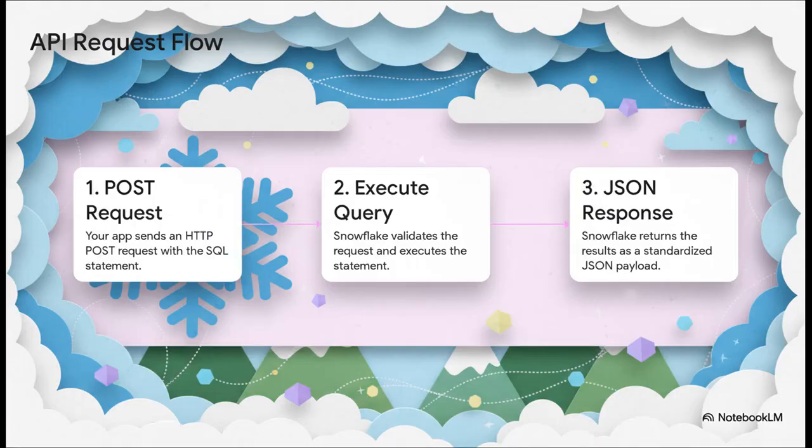And the actual process? It's incredibly straightforward. Here's how it goes. Your app just bundles up your SQL query, sends it off as a standard POST request, Snowflake catches it, checks to make sure it's valid, and runs it. And what comes back? A nice, clean, standard JSON package with your data. That's it. No complicated middleman. It's just a direct conversation between your app and your data.